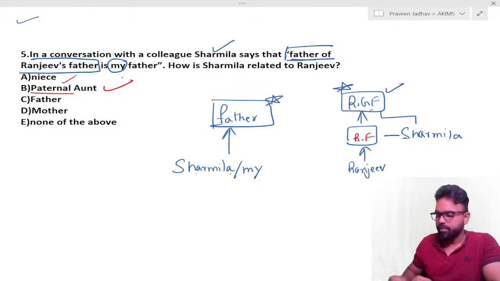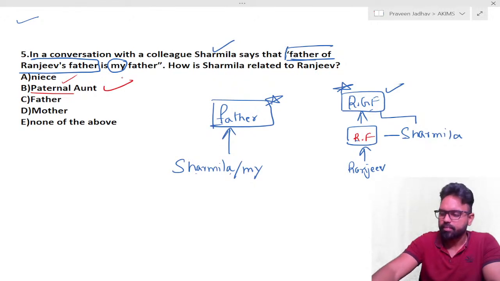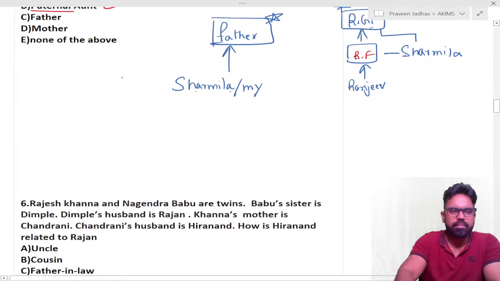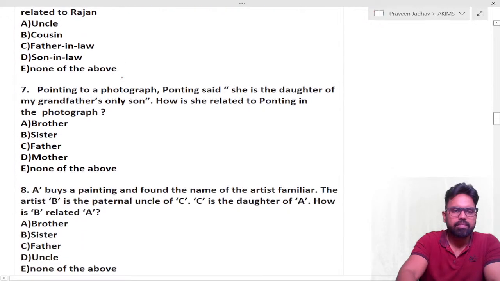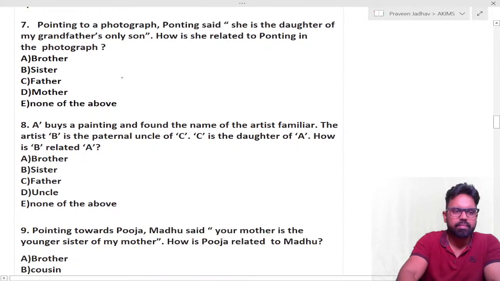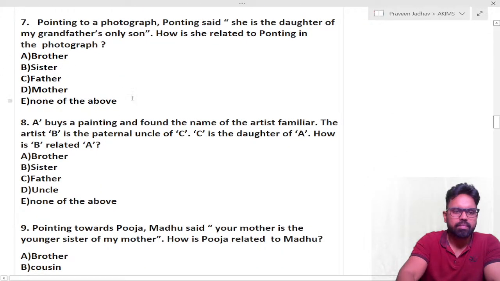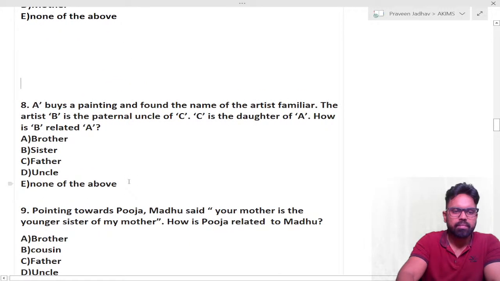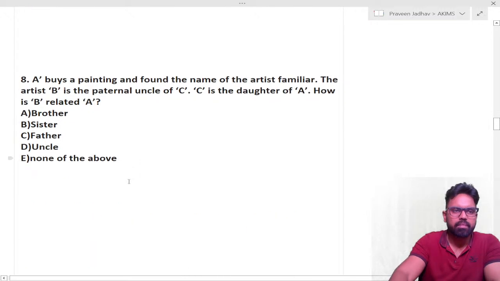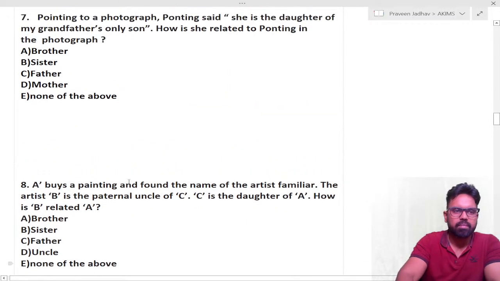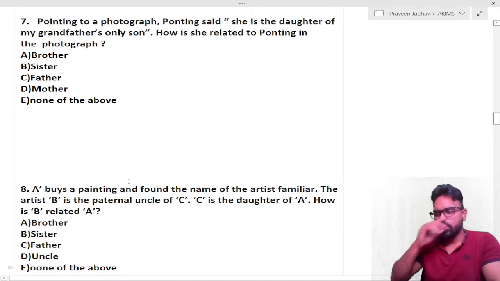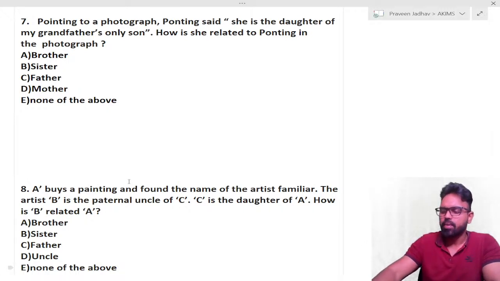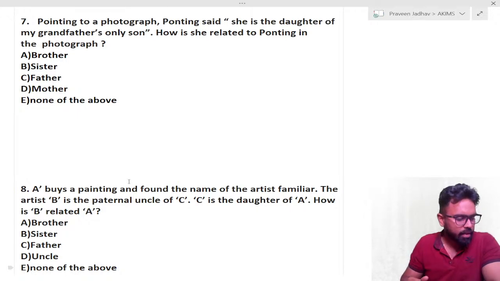Can we move ahead? Both the questions are very important. Very important questions. And how do we solve them?